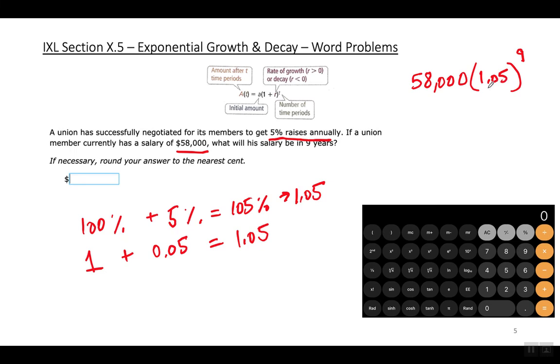Again, the way you enter it would be 1.05. Hit this button right here. Put 9, equals, times 58,000, equals. Let me do it myself and see what I get. 1.05 to the 9th power equals, times 58,000, equals. So what will his salary be in 9 years? If I round it to the nearest cent, it'll be $89,977.04, which is pretty good.